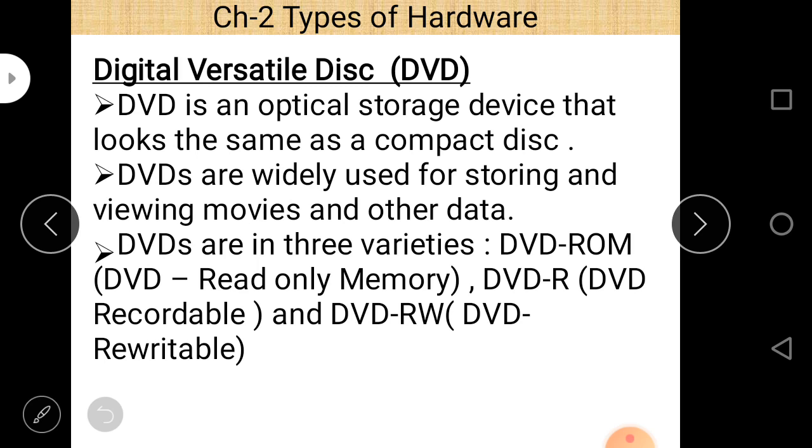Using a DVD writer, you can write data into a DVD, read data from a DVD, or you can read or write data of a CD also. So it is very important, but using a CD writer, you cannot use the data of a DVD.